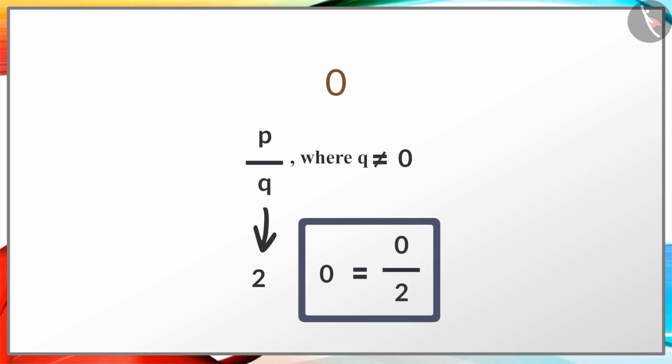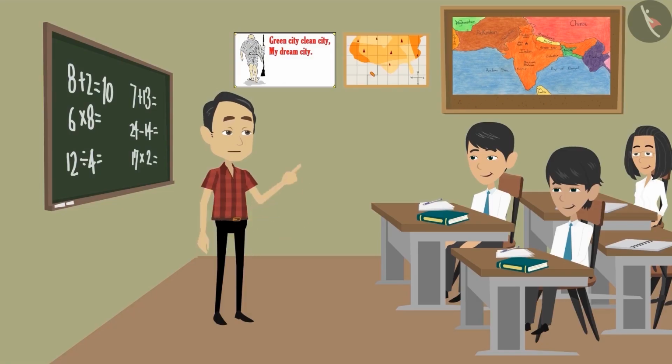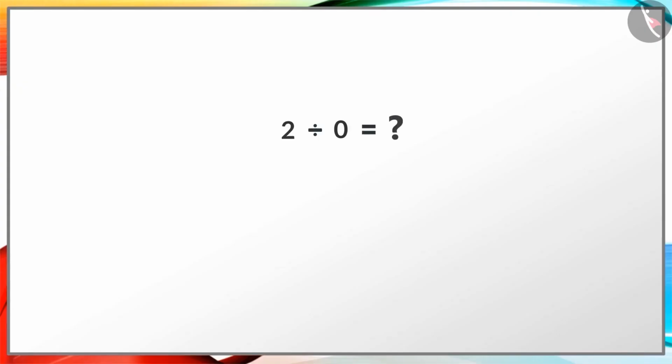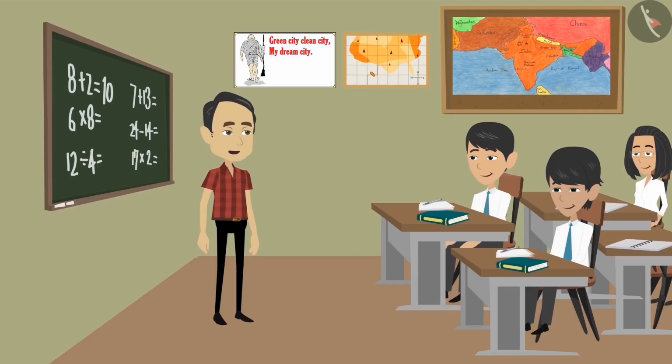Children, is 0 a rational number? Yes, sir, because we can write 0 as p/q, where q is not equal to 0. q can be any number, such as 2. Let's divide a rational number by 0, such as 2 divided by 0. Will we still get a rational number? We can also write 2 divided by 0 as 2/0, which gives us an undefined number. Right answer, Mohan.